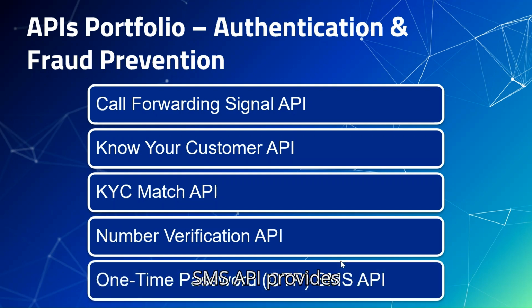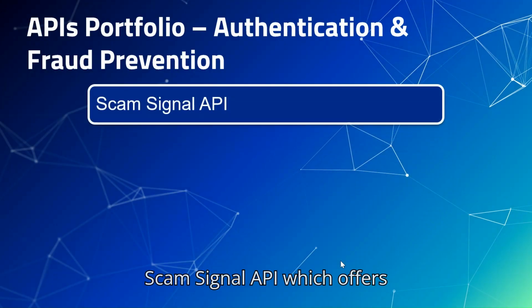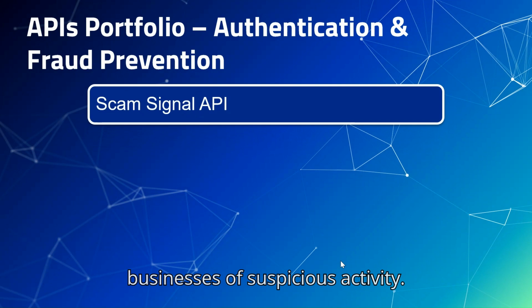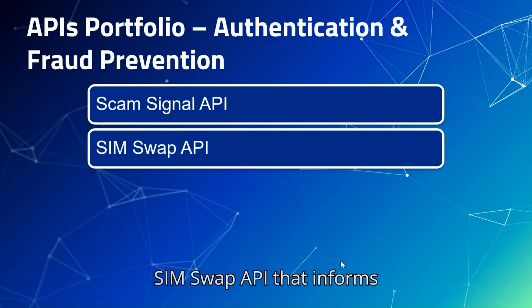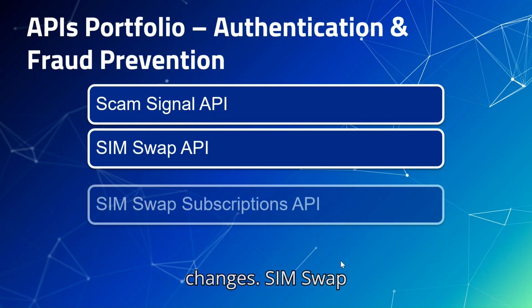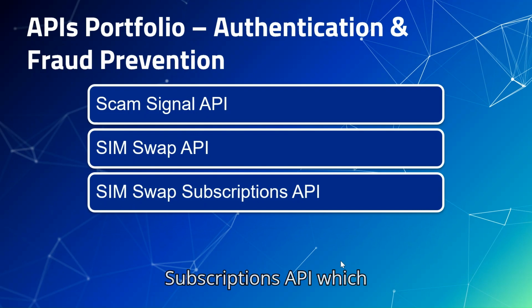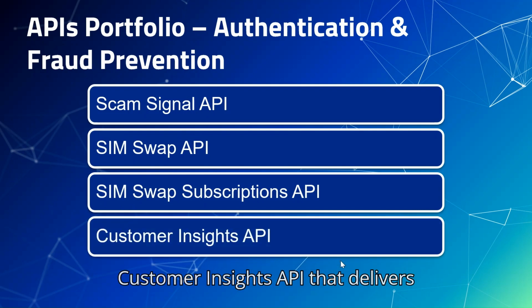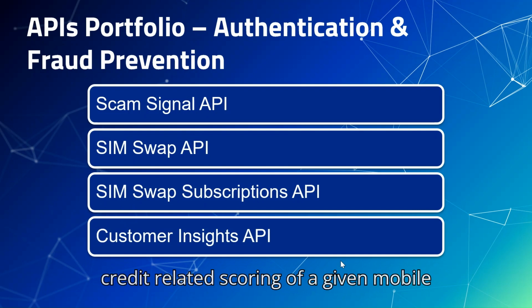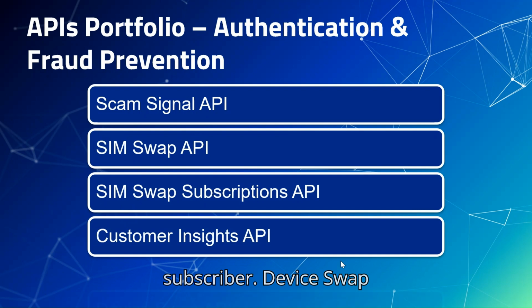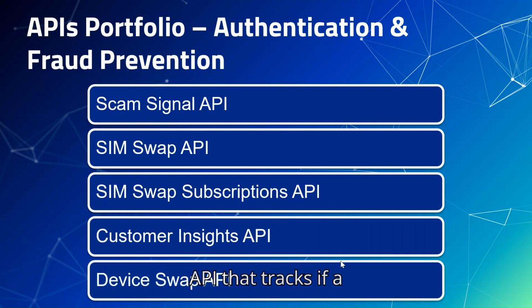One-time password SMS API provides secure user authentication. Scam Signal API offers fraud indicators to warn businesses of suspicious activity. SIM Swap API informs businesses about SIM pairing changes. SIM Swap Subscriptions API notifies businesses of SIM swap events. Customer Insights API delivers credit related scoring of a given mobile subscriber. Device Swap API tracks if a phone number has switched devices recently.